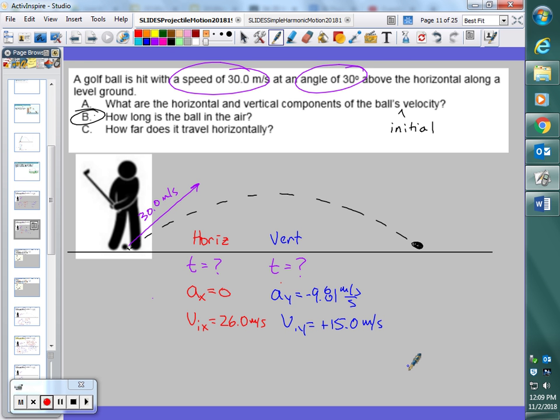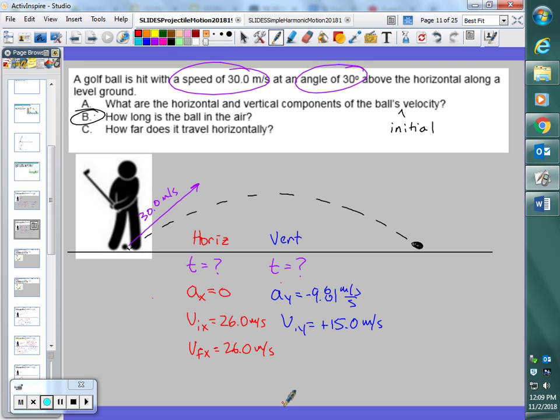Couple things that don't change. If the acceleration horizontally is 0, the initial velocity and the final velocity have to be the same. Yes? But that only applies in the horizontal direction, right? Because there is no acceleration in the horizontal direction. So we can right away make v final in the x direction also equal to 26. That's similar to what we did before.